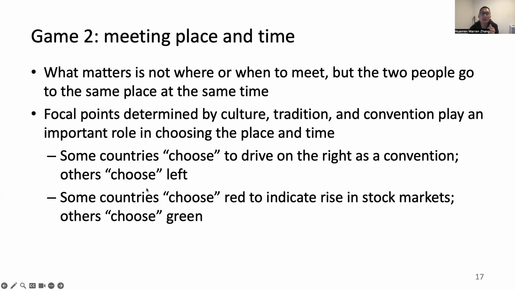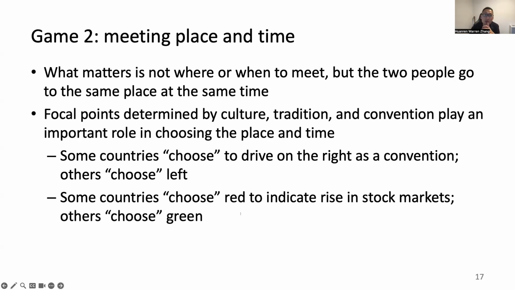The focal points are usually determined by culture, tradition, convention, and they play an important role in choosing the place and time. For a particular group of people, usually you have a particular culture, right? So for our class, we have the focal point of the class time and the class location. But in general, different countries, different areas, different locations would have some traditions and conventions. For example, some countries choose to drive on the right as a convention. Some choose to drive on the left.